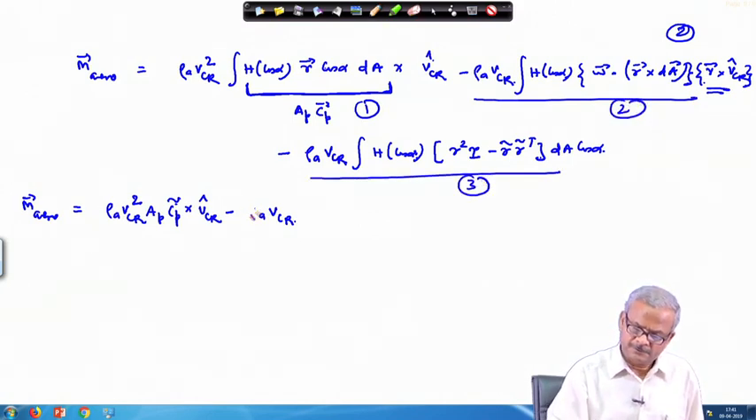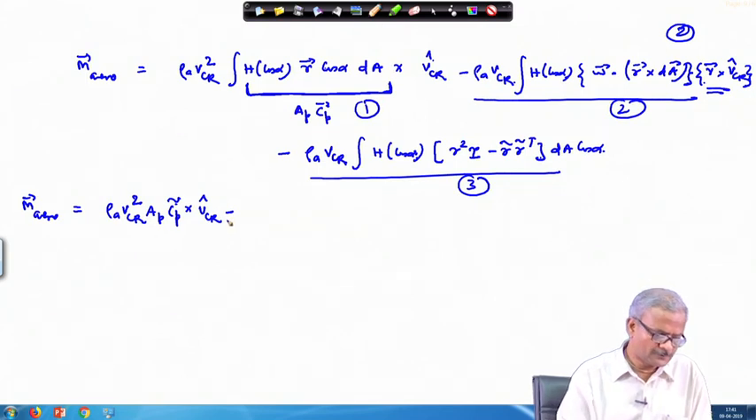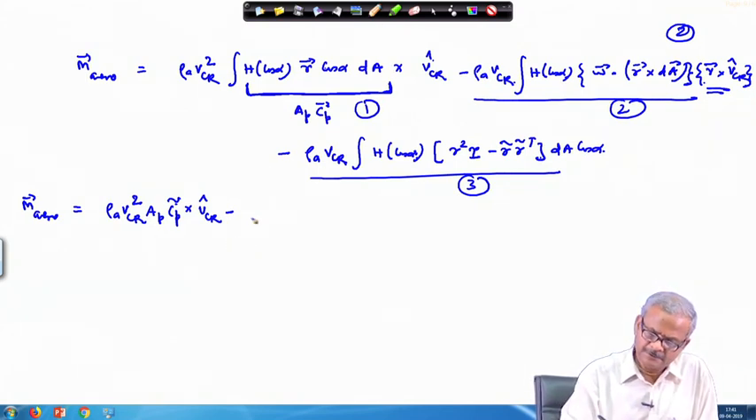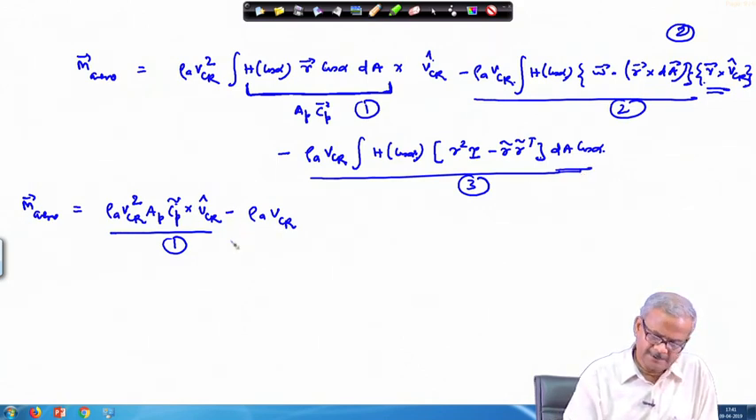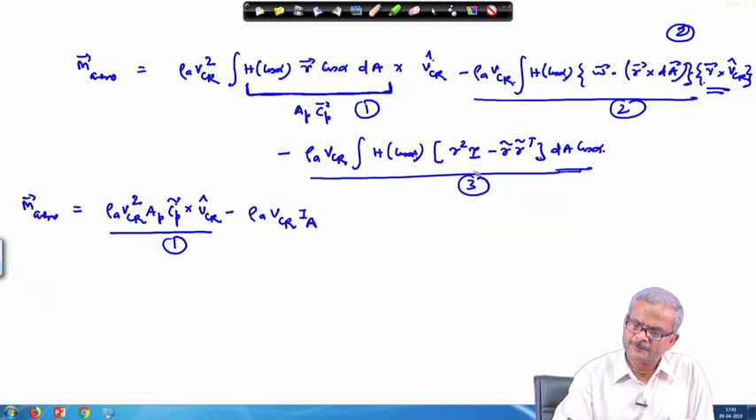Let me bring the third term first here in this place, so that we shorten the process instead of copying the whole thing again and again. This is rho A times, this is the first term here, rho A times V_CR, and then this quantity which is written here we write as I_A. This is the moment of inertia term. If we multiply it by mass, you get a moment of inertia term.